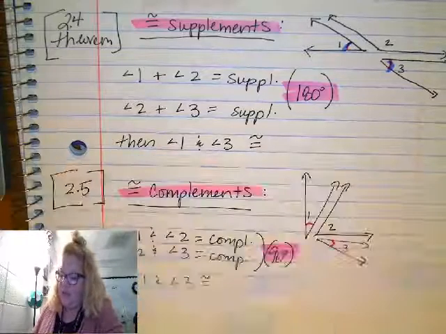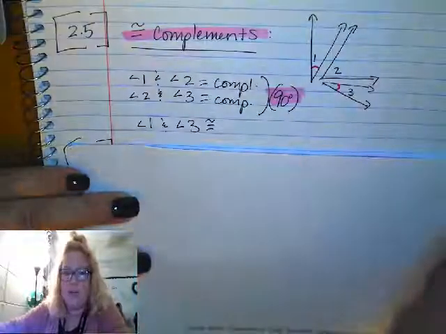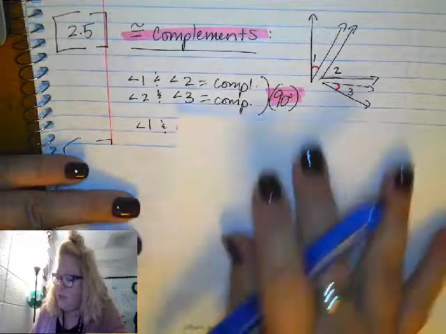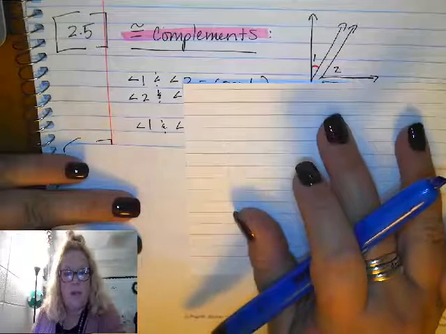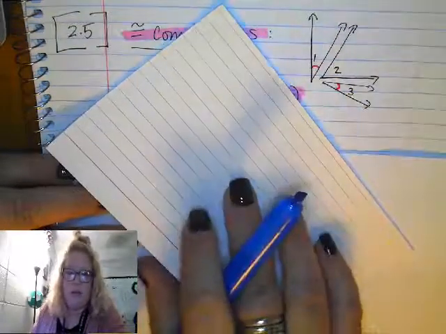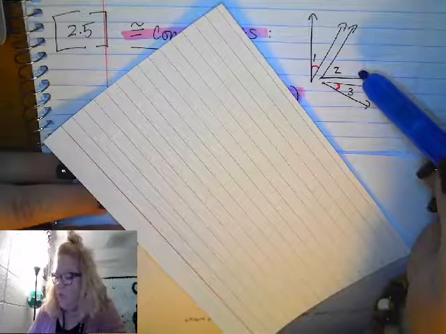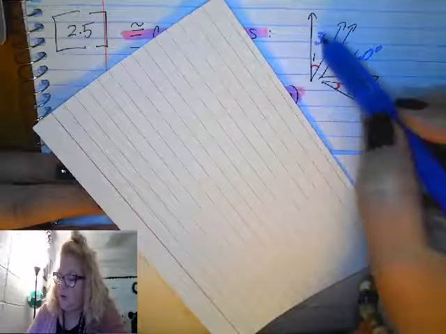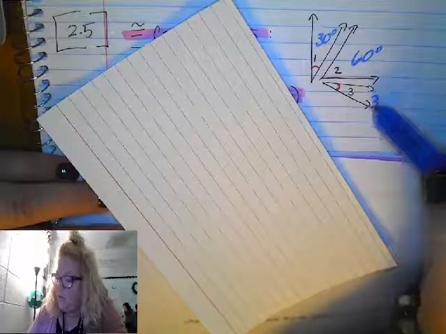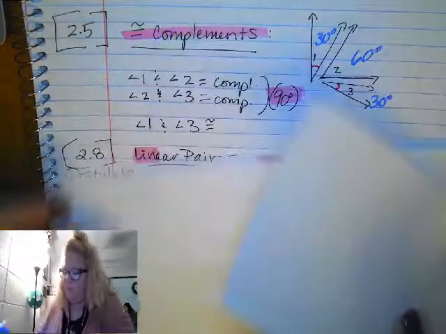They are the same. Theorem 2.5 is much similar to that, except this time it's with complementary angles. And this time we know that complementary angles add to be 90 degrees. So angles 1 and 2 together equal 90. And if angles 2 and 3 together equal 90, then we know that 1 and 3 have to be the same, because 2 is not going to change. We could say that 2 is 60 degrees. So if 1 is 30, meaning that those add to be 90 degrees, then we would know that this would also have to be 30.